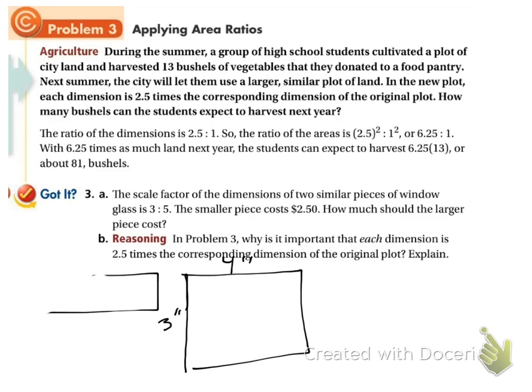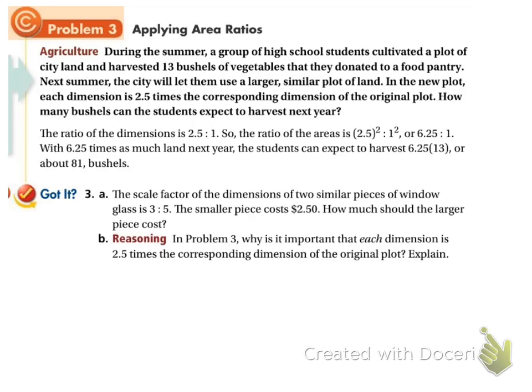So to solve this problem, we need to figure out the ratio of the areas. Then we can figure out how much the bigger piece is. So it says we have a scale factor of 3/5. So we've got to figure out the area ratio. So that's 3 squared over 5 squared. So 9 over 25.